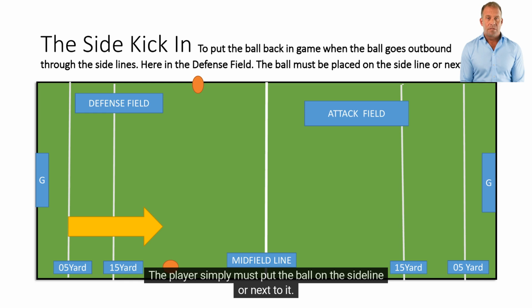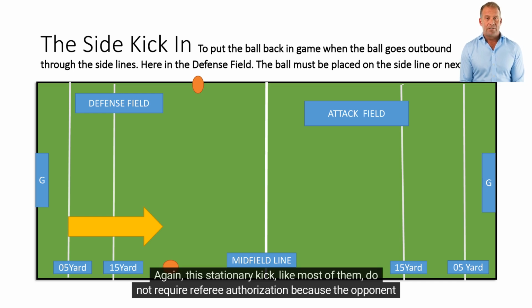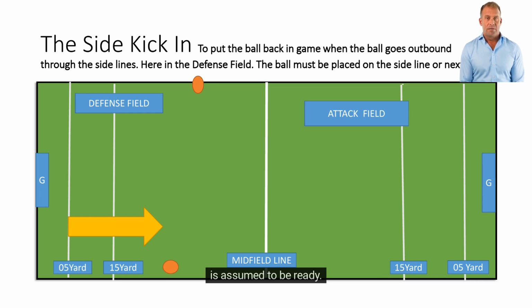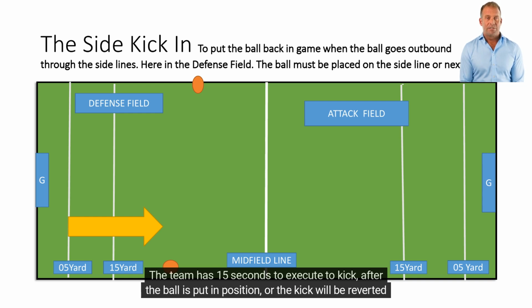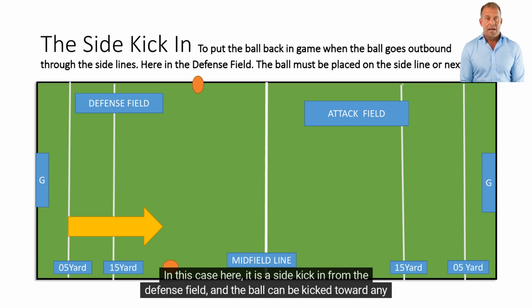The player simply must put the ball on the sideline or next to it. It must not be rolling at all, and kick the ball. Again, this stationary kick, like most of them, does not require referee authorization because the opponent is assumed to be ready. The team has 15 seconds to execute the kick after the ball is put in position, or the kick will be reverted to the opponent team. In this case here, it is a side kick in from the defense field, and the ball can be kicked toward any direction.